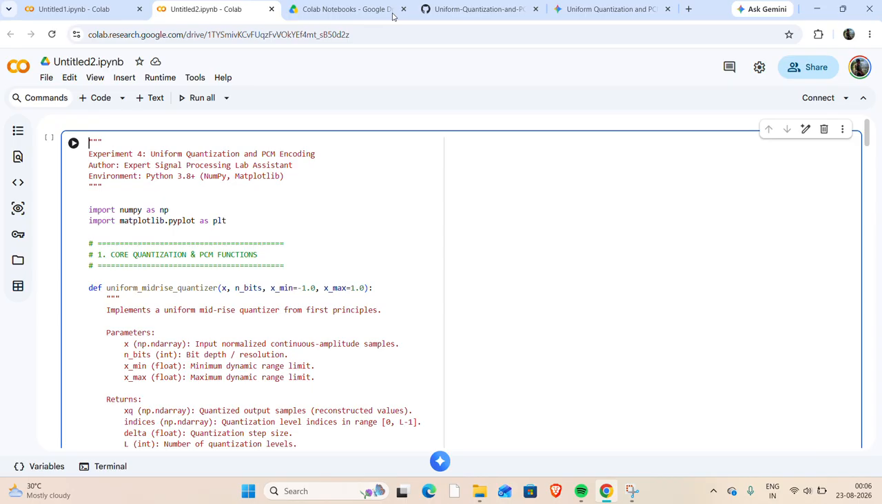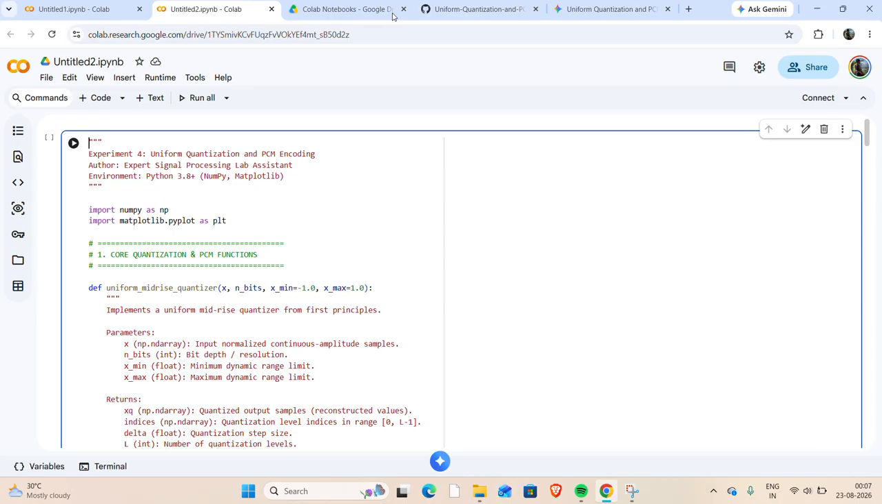We also calculate the quantization error, which is the difference between the original signal and the quantized signal. Mean square error or MSE is calculated using the average of the squared quantization errors. A low MSE means the quantized signal is close to the original signal. Another important parameter is SQNR or signal to quantization noise ratio. It tells us how much stronger the original signal is compared with the quantization noise.